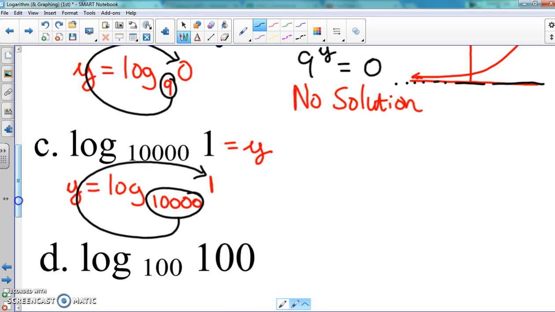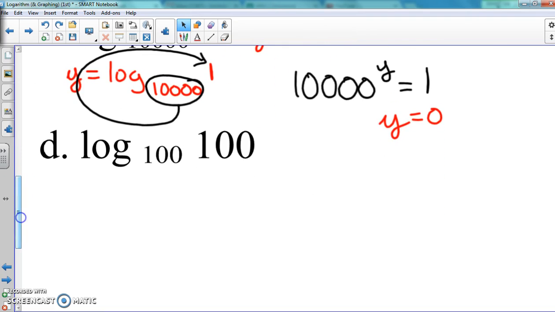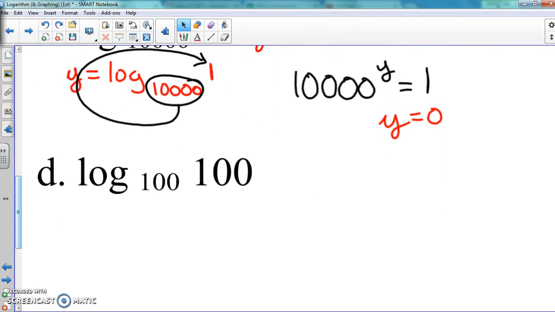Take it around. We have 10,000 to the y power equals 1. And that one should be simple and easy. It should be going off in your head really quickly right now, because you know anything to the 0 power equals 1, right? So that means y equals 0. So we get y equals 0 then. Yay.